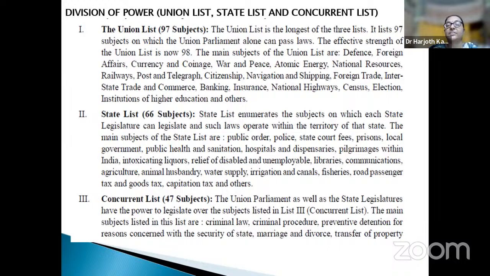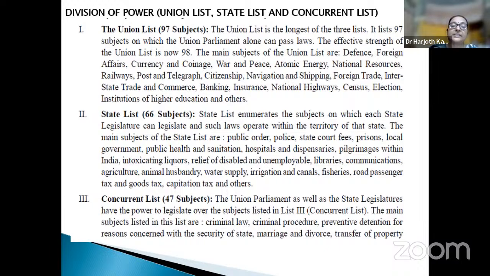Then we have the state list, which consists of 66 subjects. The name itself suggests that the state government alone can pass laws regarding these subjects, and these subjects are public order, police, state court fees, prisons, local government, public health and sanitation, hospitals and dispensaries, pilgrimages within India, intoxicating liquors, relief of disabled and unemployable, libraries, communications, agriculture, animal husbandry, water supply, irrigation and canals, fisheries, road passenger tax and goods tax, capitation tax, and others. All these subjects are under the control of the state government.